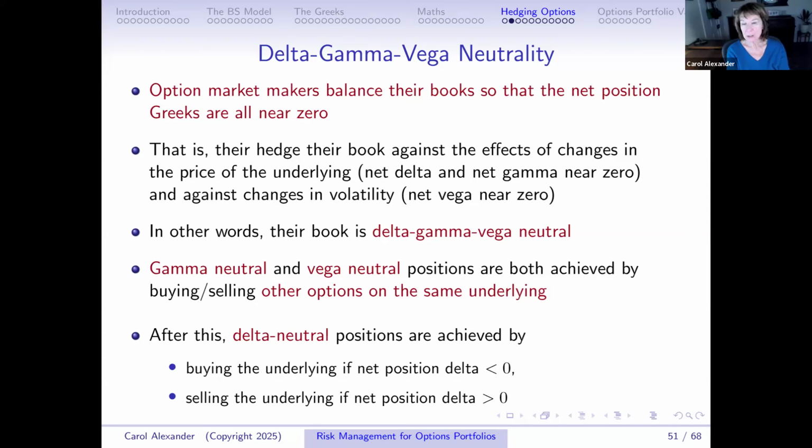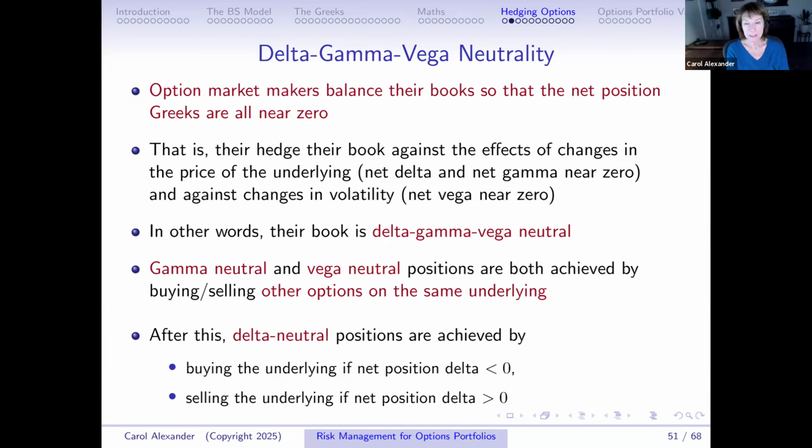You have to have lots of options to have a delta gamma vega neutral position. So they're not going to do it option by option. They're going to find the net position Greek for the entire book, and then they're going to buy and sell other options to make sure that they've got a whole portfolio that is not going to be changing very much in price when the underlying changes or the volatility changes.